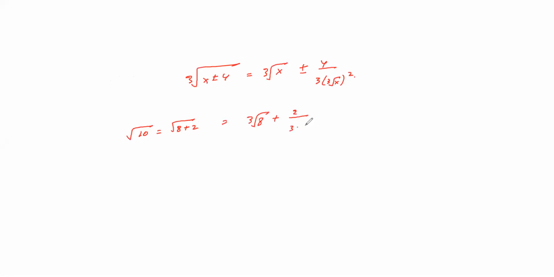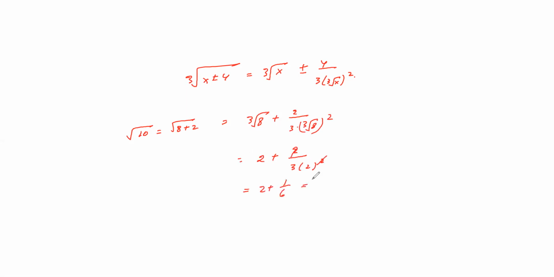So now we'll try to solve it. The relation is: cube root of x plus or minus y is equal to cube root of x plus or minus y by 3 into cube root of x whole square. The other example I have taken is root 10. I can take root 10 as root 8 plus 2, so x is equal to 8 and y is equal to 2. So cube root of 8 plus 2 by 3 into cube root of 8 whole square. It is nothing but 2 plus 2 by 3 into 2 whole square. The square will get cancelled. So 2 plus 1 by 6.